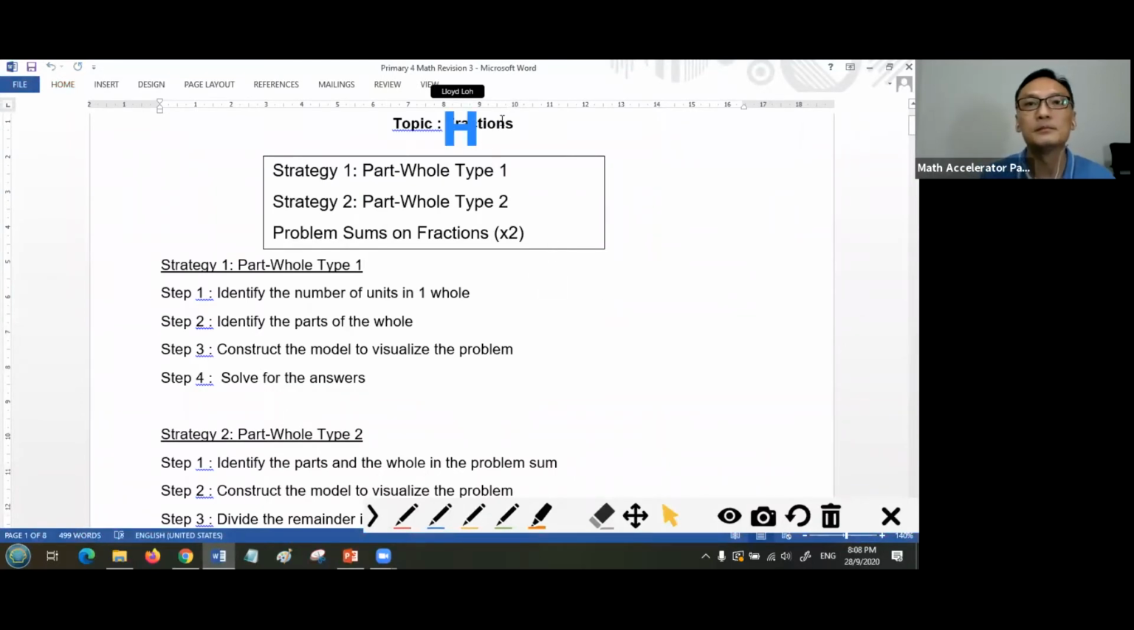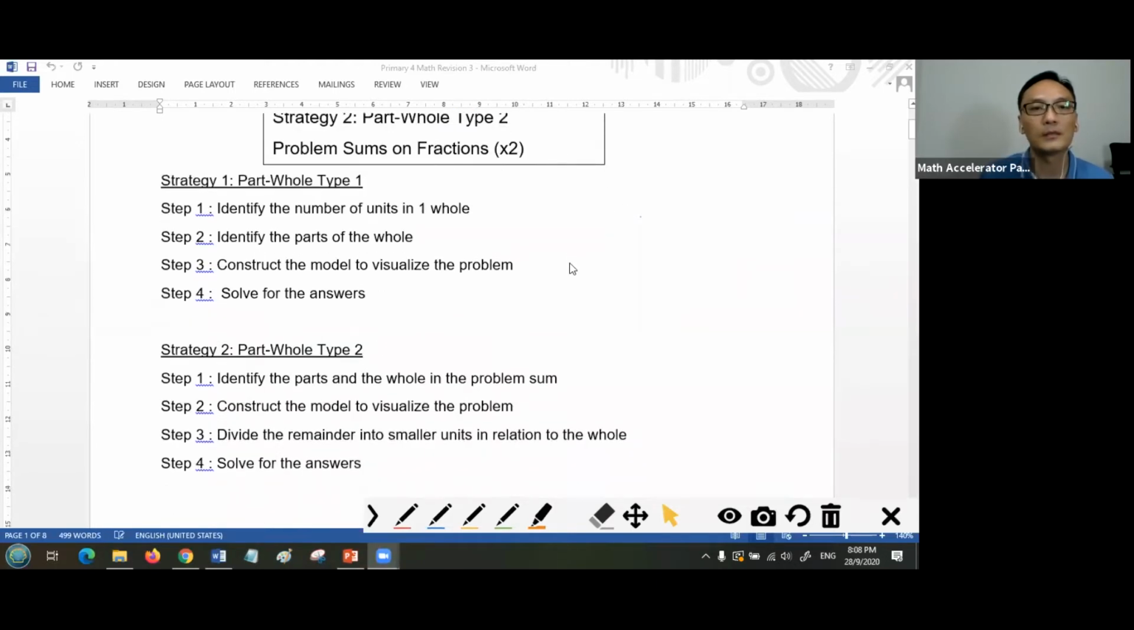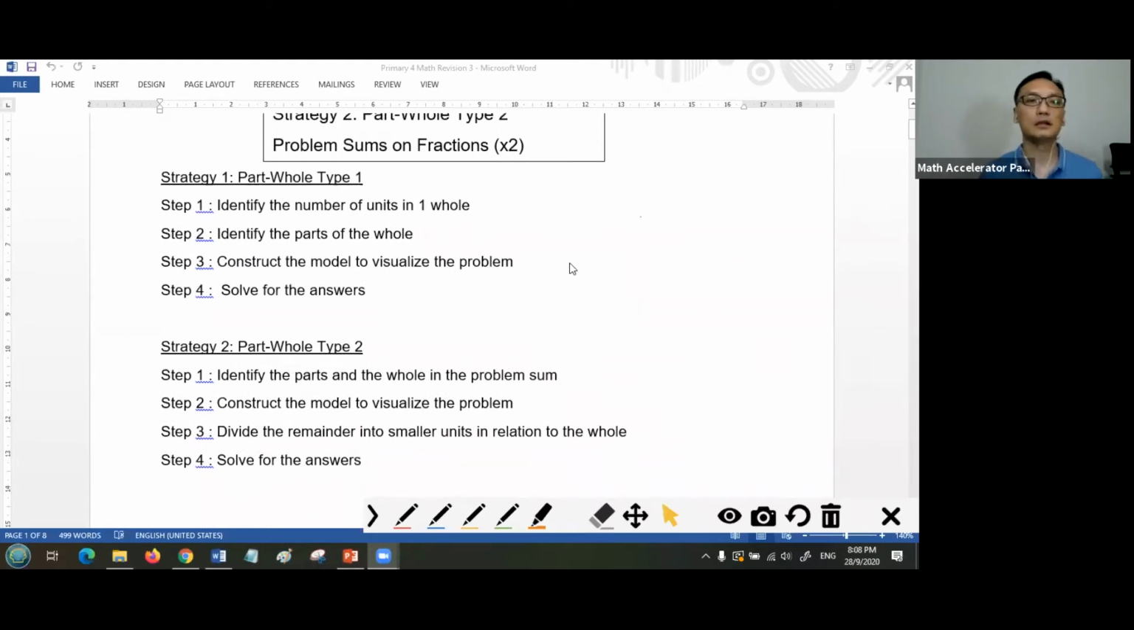So here is the lesson outline. Today we'll be doing part whole type 1 and part whole type 2, and we'll be solving 2 problem sums with you. Part whole type 1 has 4 simple steps to follow. First, you identify the number of units in one whole. Then identify the parts of the whole. Next, you construct the model to visualize the problem, and then we solve for the answers.